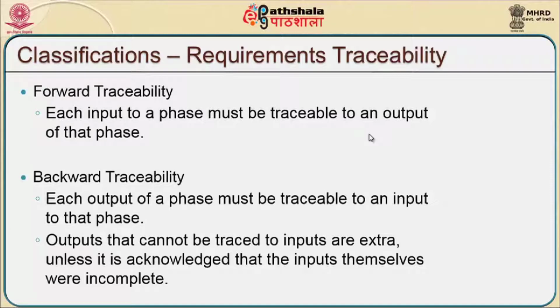When it is backward traceable, each output of the phase must be traceable to the input of that particular phase. Output that cannot be traced to inputs are extra, unless it is acknowledged that the inputs themselves were incomplete.